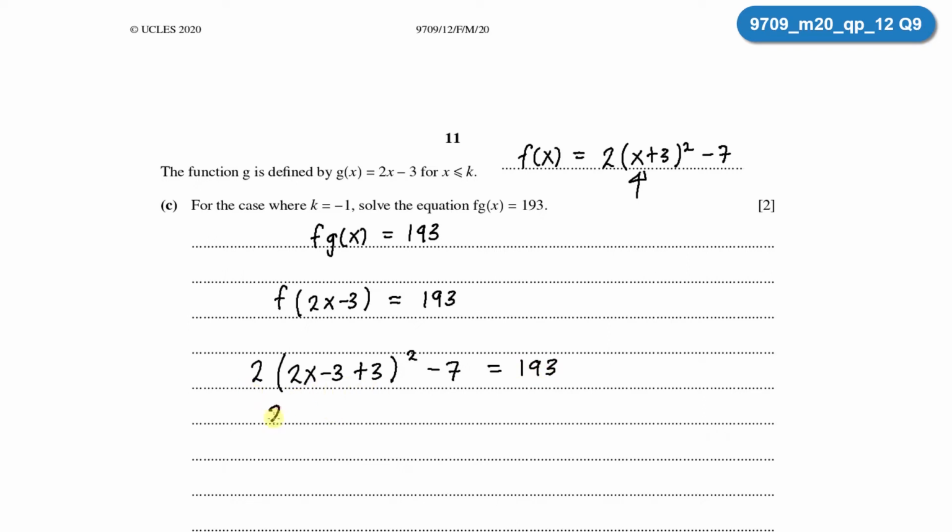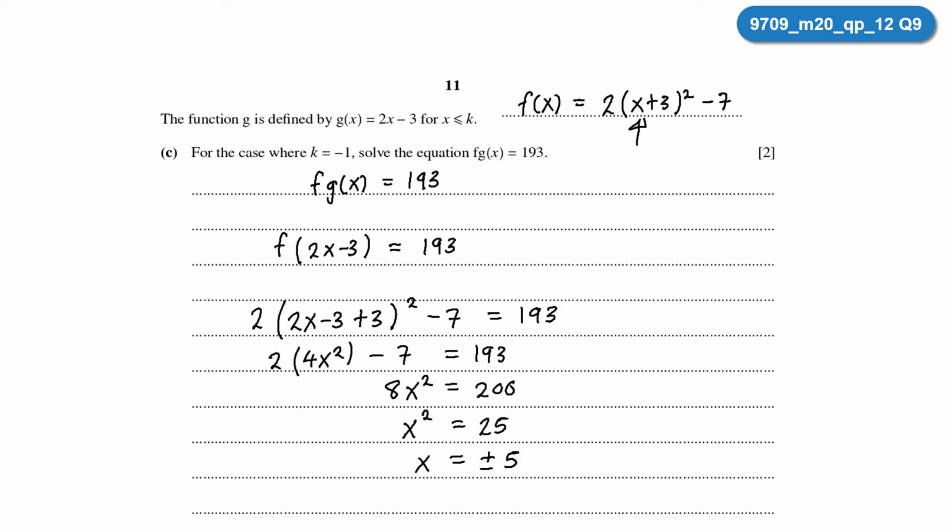So this is going to give me minus 3 plus 3, that's 0. 2x squared gives us 4x squared. Then minus 7 is equal to 193. I'm going to add 7 to both sides. So 193 plus 7, that's 200. Then 2 times 4x squared is 8x squared. Dividing both sides by 8, I get x squared is equal to 200 divided by 8, which is 25. If I square root both sides, I get x equals plus or minus 5.